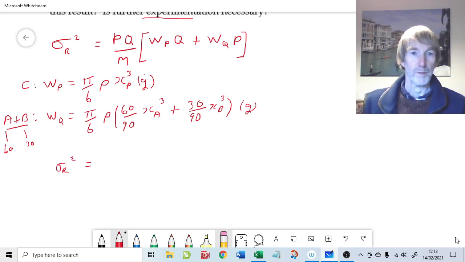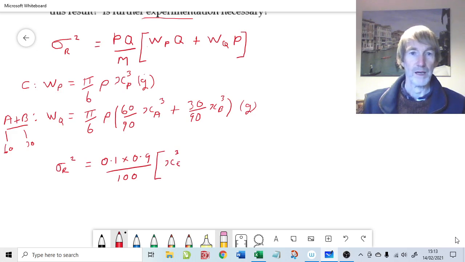We know that P, the proportion of our component C, the one we're interested in, is 0.1. Therefore, we also know that Q is going to be equal to 0.9. We know that the sample mass is 100. Okay. WP is fairly straightforward because we have just the component C for WP. So I'm going to just leave that as x cubed, and in fact that's C, isn't it?